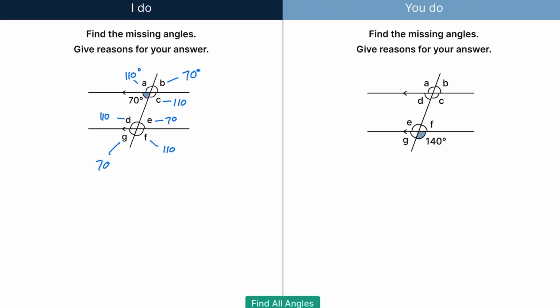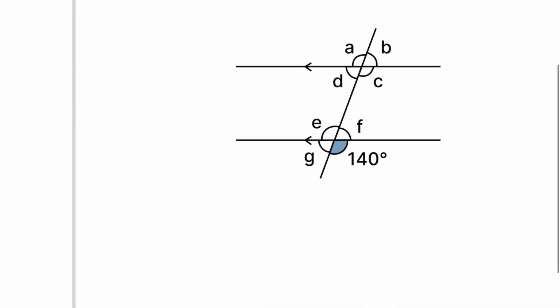So hopefully you've pressed pause and had a good go at the example on the right. So again, I would recommend that you write the reasons down, but I'm just going to say them verbally. So one of the reasons here can be vertically opposite. It doesn't have to be that, because you could have used angles on a straight line. So for this one, I will use angles on a straight line. For this one, I will use vertically opposite. But again, like I said, there could be different reasons depending on how you did this.